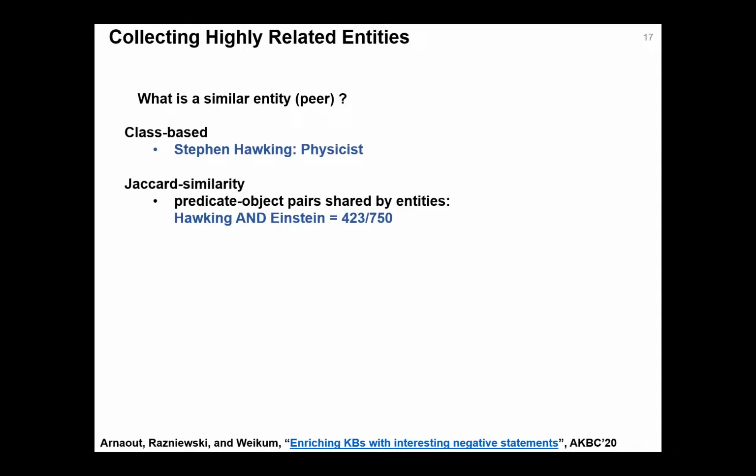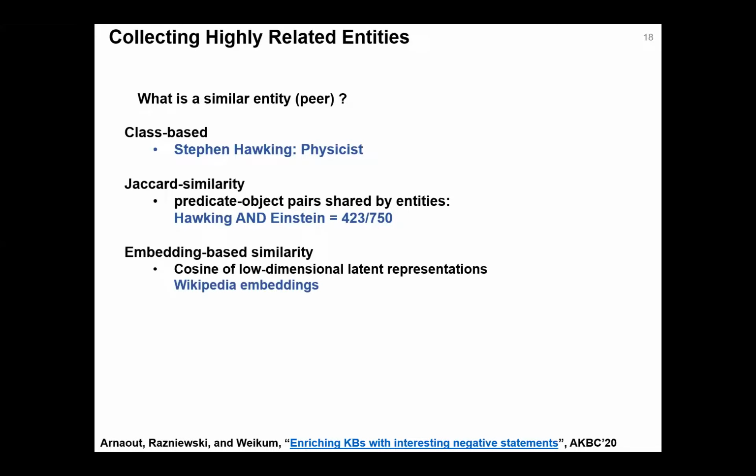So I have Stephen Hawking and I have a potential peer, Einstein. And now I see how many statements they share in common, and this is how close they are. So it's basically the intersection over the union of their statements. Or going even more general and shooting for latent representations like entity embeddings, where you do cosine similarity between the embeddings of your input entity and the embeddings of another given entity. And all of these can be later combined with other ranges.